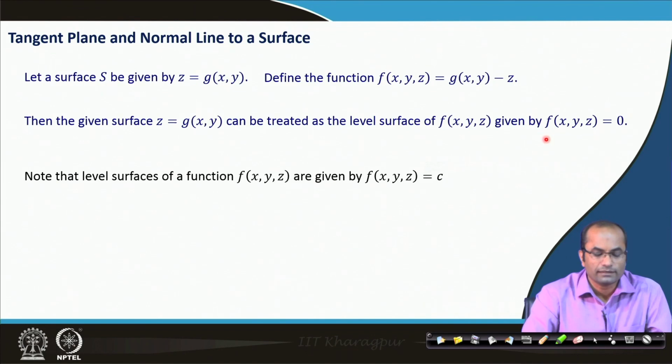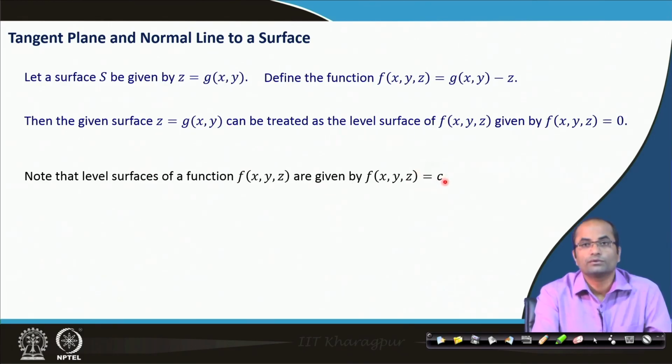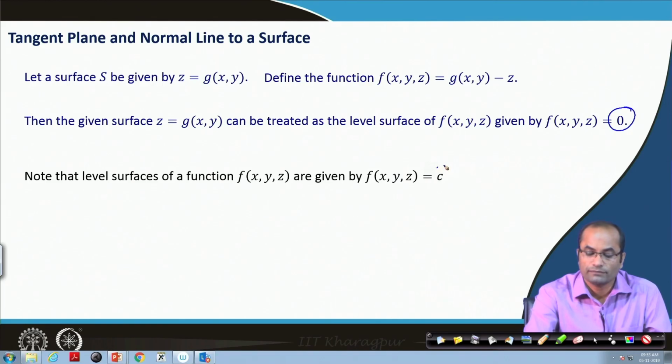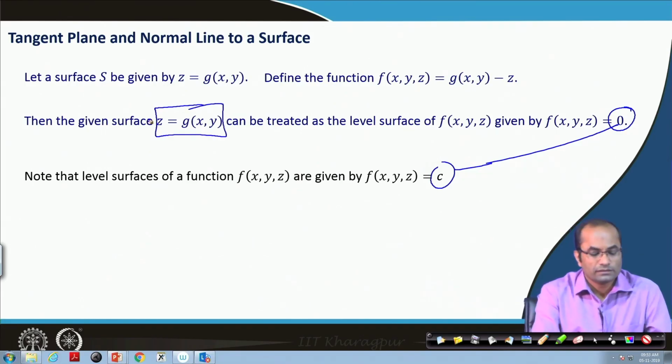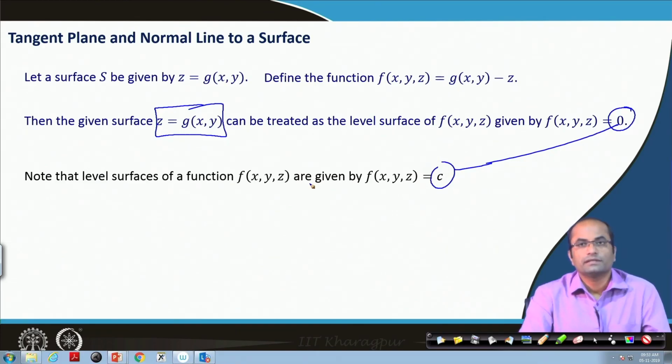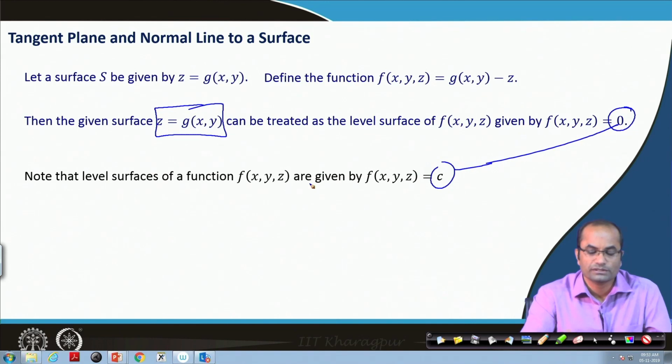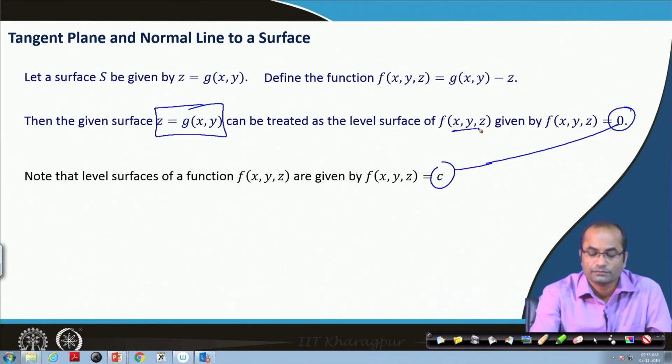of f(x, y, z) is equal to 0. Note that the level surfaces of a function f(x, y, z) are given by f(x, y, z) is equal to just some constant. If we take this constant precisely as 0 here, then we will get the given equation of the surface. These level surfaces or level curves we will also mention later. These are very useful for representing, for instance, functions which have 3 variables.